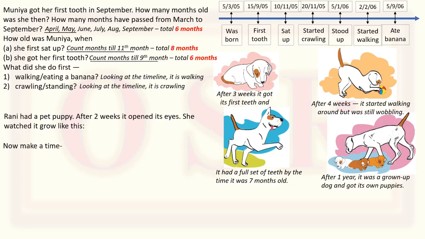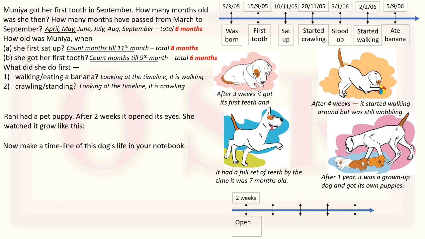Now make a timeline of this dog's life in your notebook, similar to what we did for Munia. So there are 5 events. So 5 vertical lines we will put like this. Right guys? And then against each line we will put the date and event.